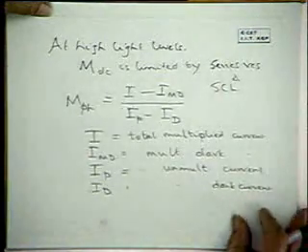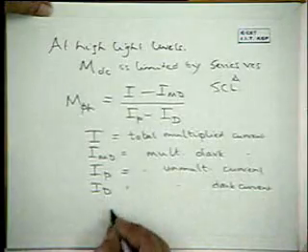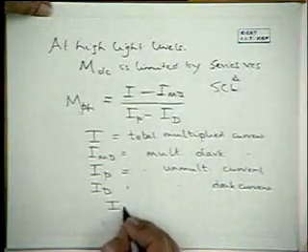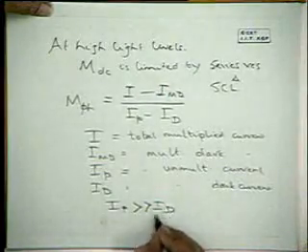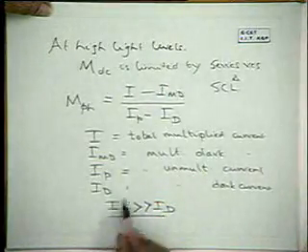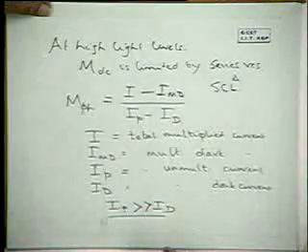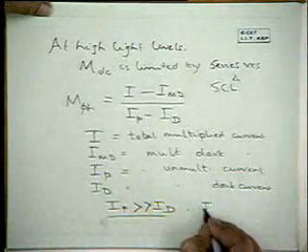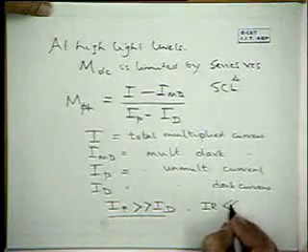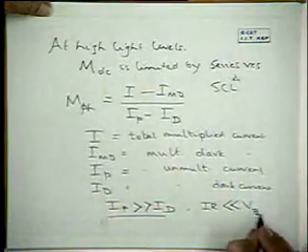So, for high intensity, what do we have? That IP is much larger than ID. Okay, this can be neglected, and of course we can say that the IR drop is much less than the breakdown voltage.